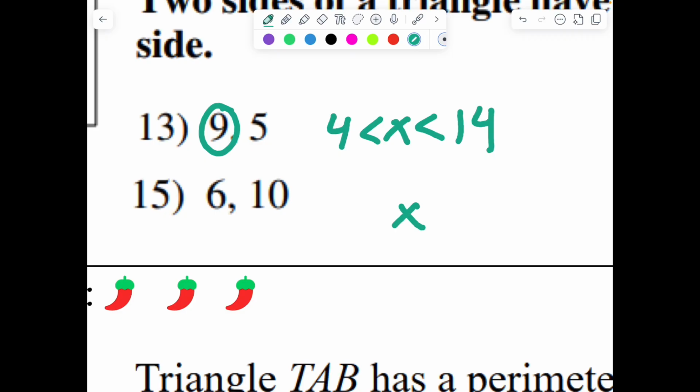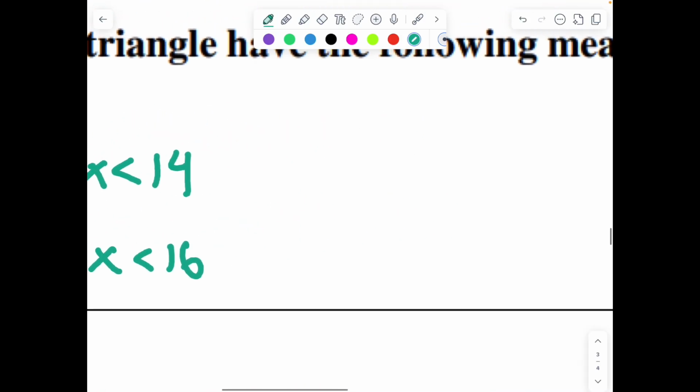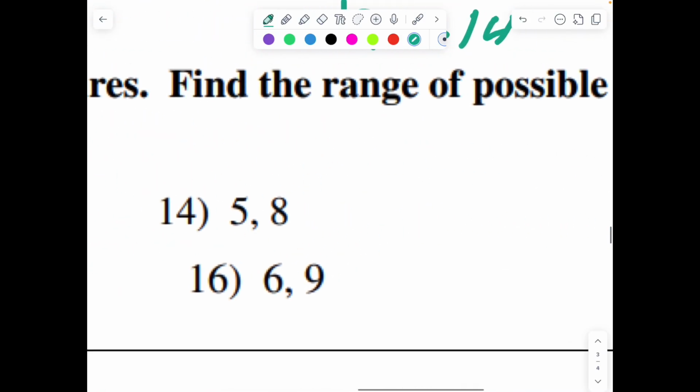Here with 6 and 10, if these are the two shortest sides, then the missing side has to be less than those two added together, so less than 16. But if 10 is the longest, 6 plus the missing side has to be greater than 10. Subtract 6 from both sides. The missing side has to be greater than 4. Okay, so there we go.